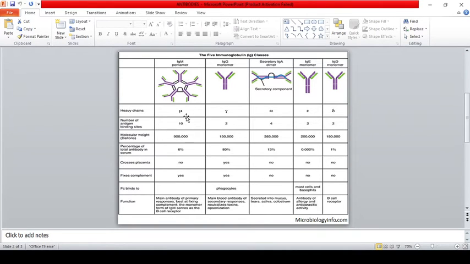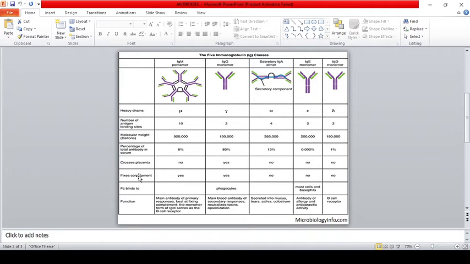The highest molecular weight is IgM. Percentage of total antibody in serum: the highest molecular weight is IgM, but the antibody present in the highest amount, 80%, is IgG. The lowest is IgE. We all know IgE is produced at the time of infection. Next, among the five, which crosses the placenta? Only IgG has the ability to cross the placenta.